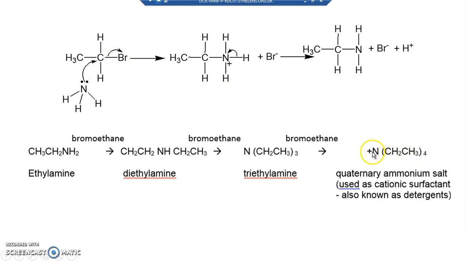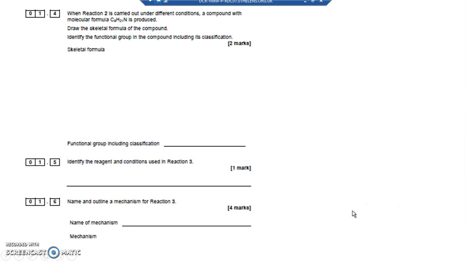ethyl groups. This time it ends up with an N plus. It can't remove the plus because there's no longer any H's to break off and move the electrons from an N-H bond and remove the plus. So it makes this kind of compound called a quaternary ammonium salt, which is used as a detergent. Let's have a look at the question here then now.